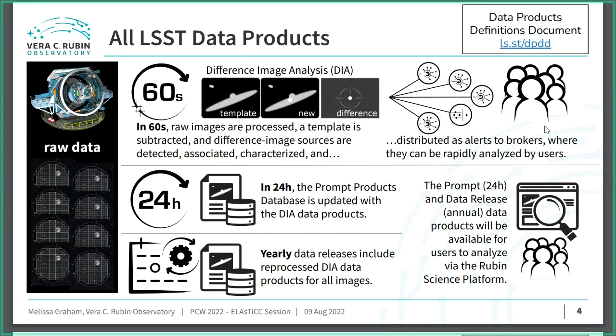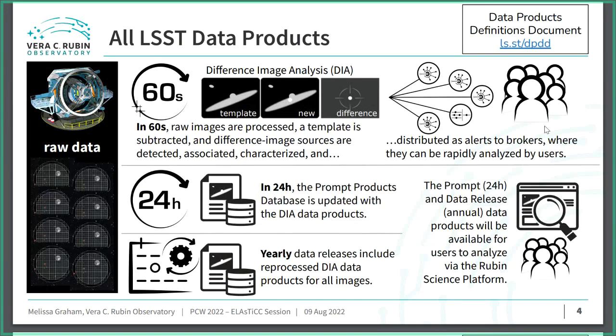The other time scale that we work on: so there are the prompt data products, 60 seconds, 24 hours, but then there's also the yearly data releases. Every year, all of the data that was ever taken by Rubin Observatory gets reprocessed, so that every image is re-reduced. All of the difference image analysis is redone. So even at year 6, you're redoing all of it with the latest versions of the LSST science pipelines. And you're also restacking all of the data to make very deep coadds, and all of that comes out on a yearly basis.